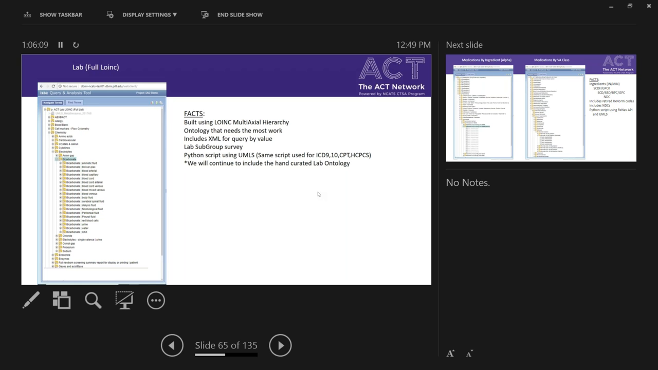The problem only happens when you query by value, where you will have to put in all versions of that lab. Like I said, the data harm group or the lab subgroup is going to have to come up with how that can best be handled. I don't really have any opinions on it. I don't know of any ideas for how to improve that.